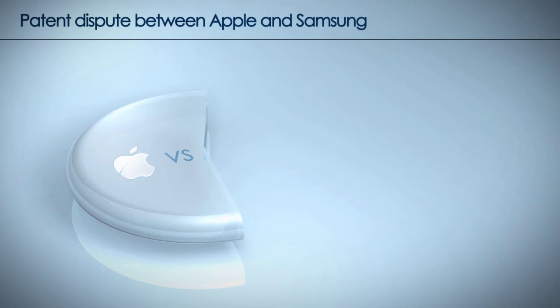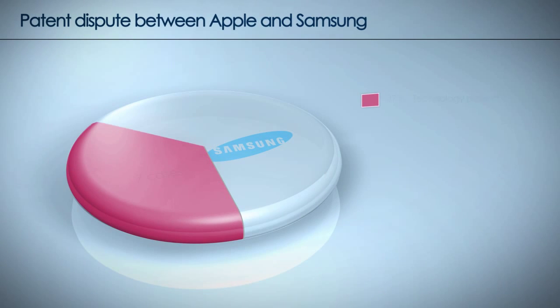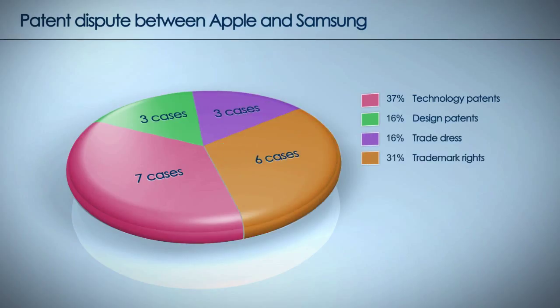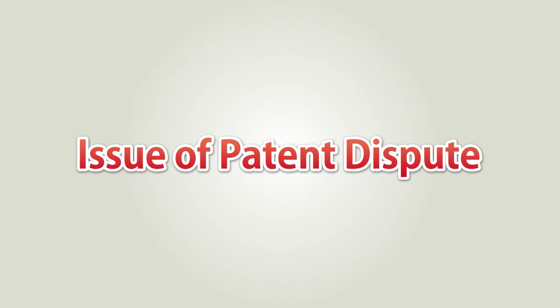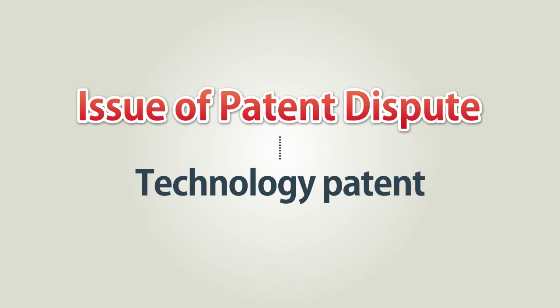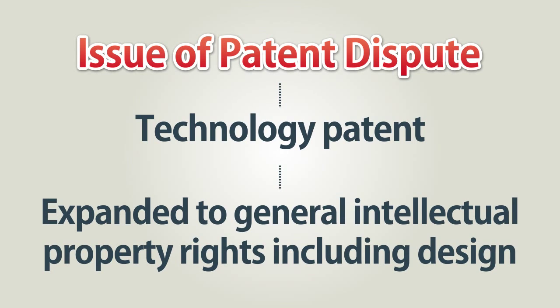Apple and Samsung have infringement disputes on 7 technology patents, 3 design patents, 3 trade dress, and 6 trademark rights, making that a total of 19 cases. If you exclude the 7 technology patents, then you'll find that most of the infringement details are related to the exterior of the product. Patent disputes between companies in the past were centered on infringements related to technology patents, but the lawsuit between Apple and Samsung showed that the perception of overall intellectual property rights, including design, has changed.